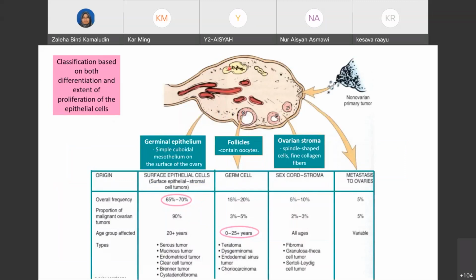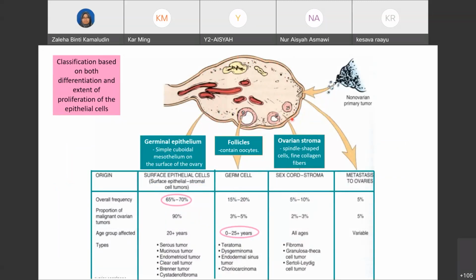Okay, let's have a look at this diagram. This is actually the cut section of the ovary tissue. So this ovary is composed of the outer cortex and inner medulla. Right. So at the outer cortex, the cortex was covered by this germinal epithelium, the yellow color, which is lined by the simple cuboidal mesothelium.